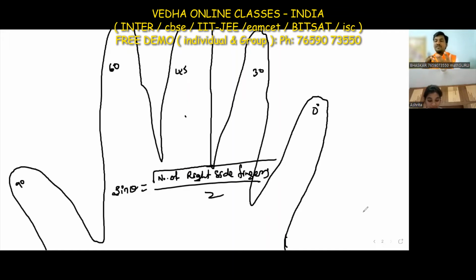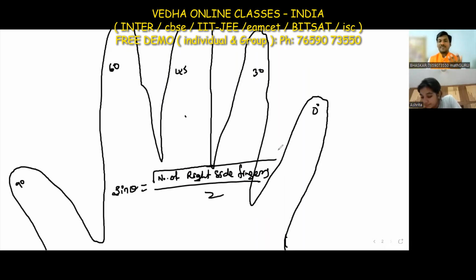Whatever value we want, we have to close that finger. 0 degrees means close the little finger. For 30 degrees, close this finger. For 45 degrees, close this finger. For 60 degrees, close this finger. The number of left side fingers by 2, that is for cos theta.